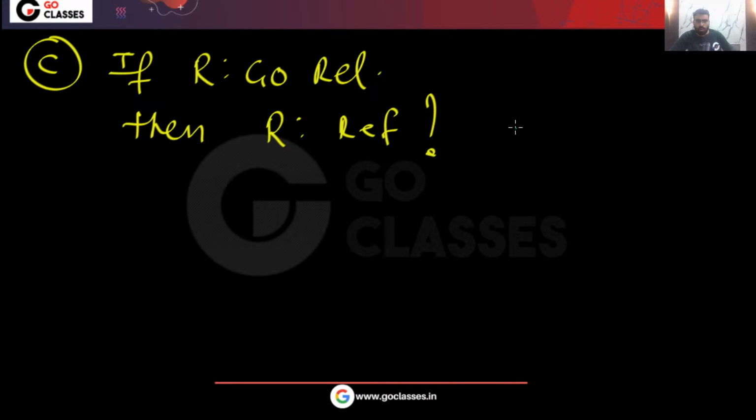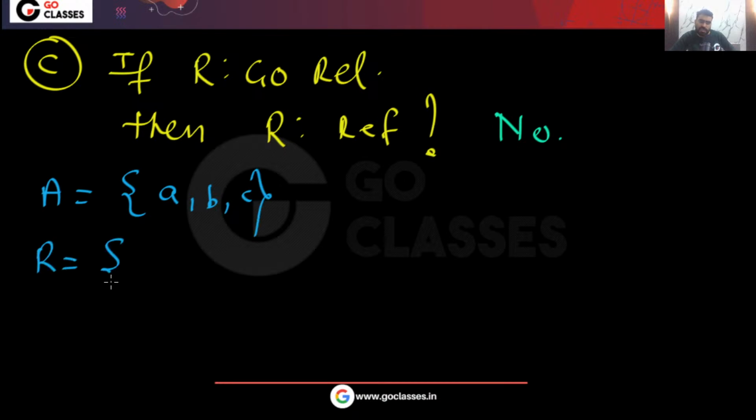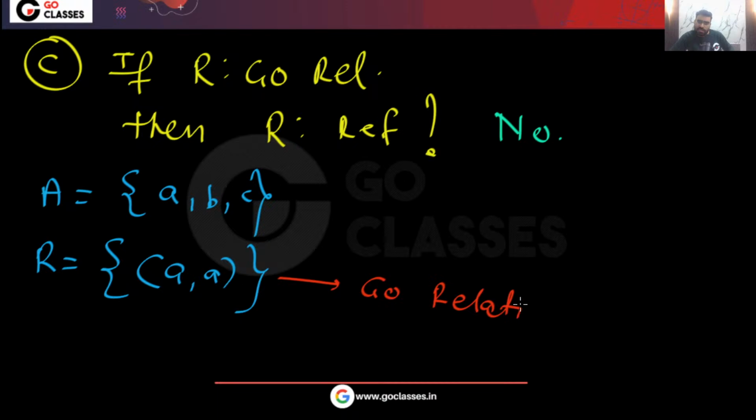The answer is no. Okay, can you give a counter example? Yes, you can give a counter example. For example, consider this relation. Consider first of all this set. I am giving you a set, like consider this set A, B, C. On this set, you consider this relation which is A. Okay, just consider this relation. Now you can notice this is go relation. Yes or no? Every condition is satisfied.